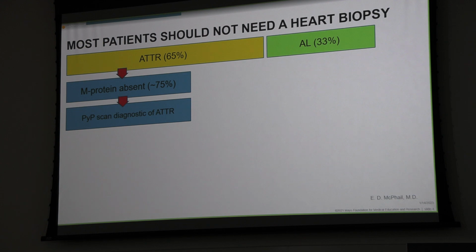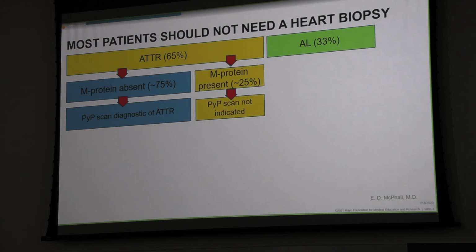For the TTR patients, about 3/4 of them will not have an M protein. Again, the numbers vary in different studies. It could be higher, it could be lower, but we'll use 75% as an estimate. And for those patients, as we already heard, the scintigraphy scanning should be diagnostic of TTR, and there should be no need for any tissue biopsy whatsoever.